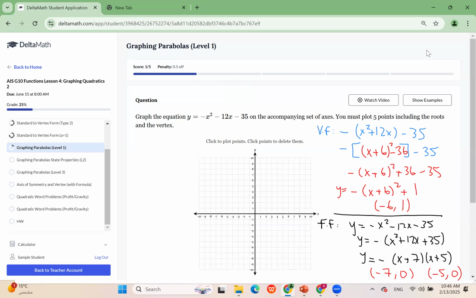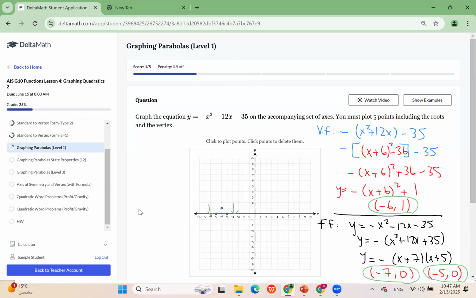So we have 3 points so far. Let's graph them. We have (-6, 1). We have (-7, 0). We have (-5, 0). Again, it's wise to take x values that are close to the values we already have. So we can just use -8 and -4.